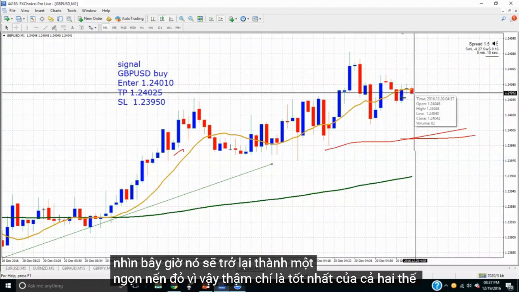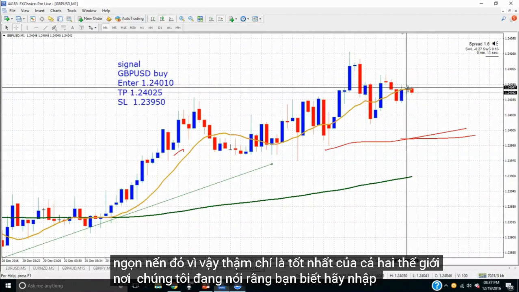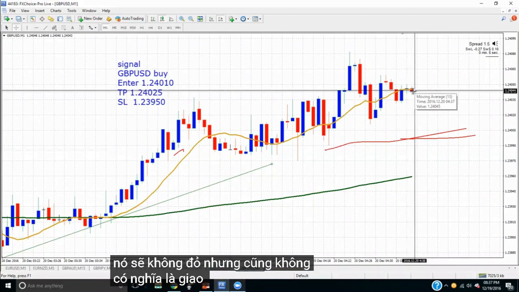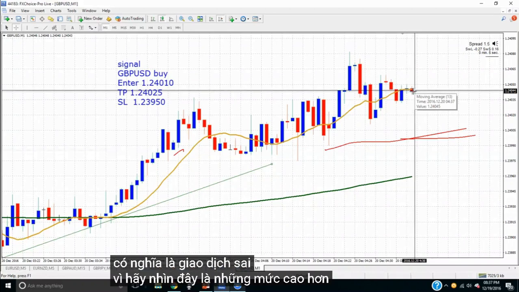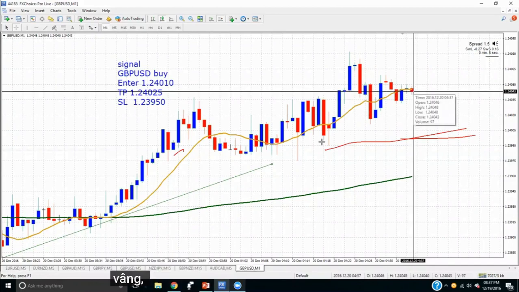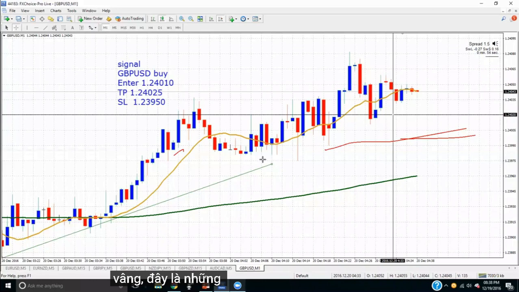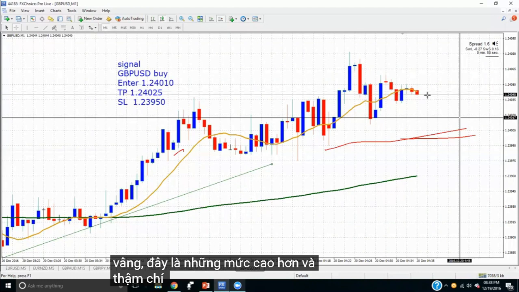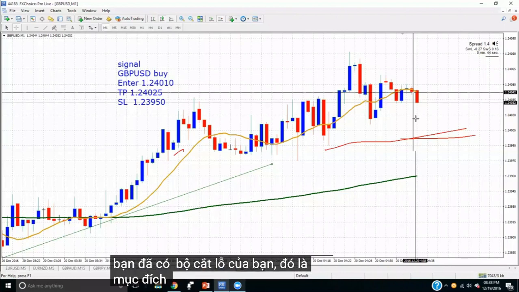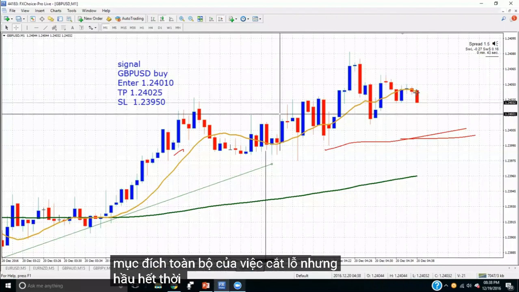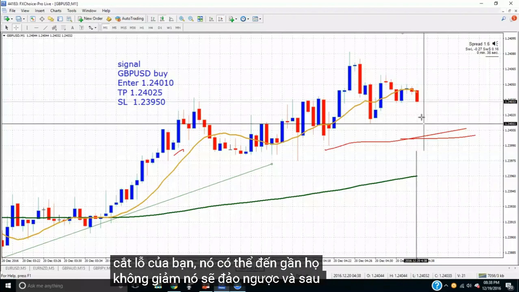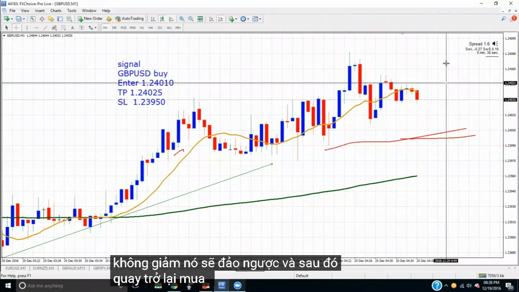So even the best of both worlds, where we're saying enter on your second candle, that doesn't mean that it's not going to go red. But it doesn't mean that the trade is wrong either, because look, these are higher highs, kind of. And even if it reverses, you've got your stop loss set. That's the whole purpose of having a stop loss. But most of the time, it's not going to hit your stop loss. It might get close. It'll go down, it'll reverse, and then it'll go back up into the buy.